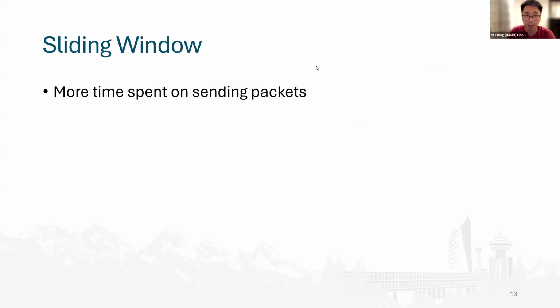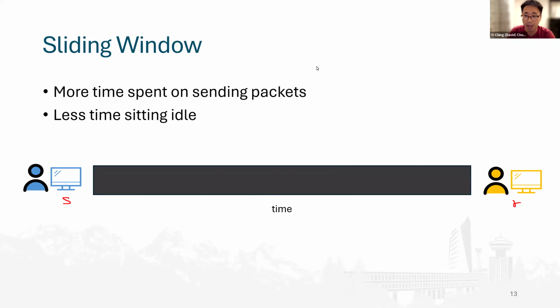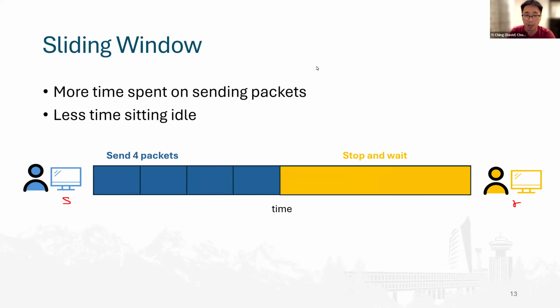So in summary, sliding window spends more time on sending packets and less time sitting idle. Let's try to visualize the utilization again. We have a sender, we have a receiver. This is the time for the sender to send the first packets until it receives the first ACK. This time, using sliding window, the sender will send 4 packets and then enter stop and wait. If we compare the time proportion, we can see that the sender now spends more time proportion on sending data and less on stop and wait. So this significantly increases our utilization. We can achieve high utilization using sliding window.